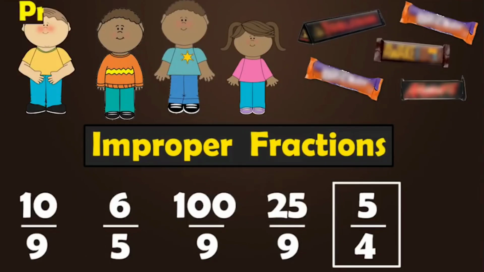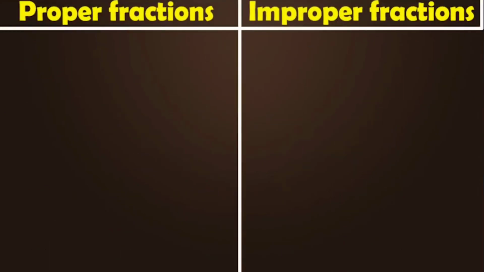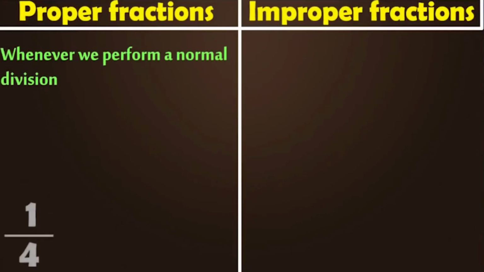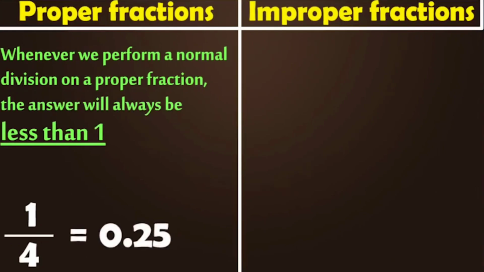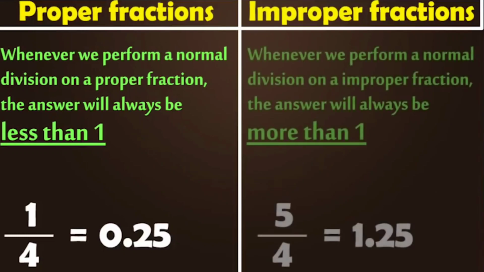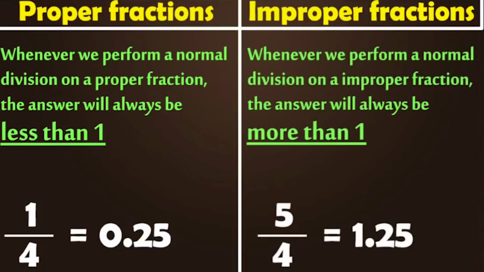Do not confuse yourself between proper and improper fractions. Whenever we perform a normal division on a proper fraction, the answer will always be less than 1. And with improper fractions, it will always be more than 1. Less than 1 is proper and more than 1 is improper. Are we good till here?